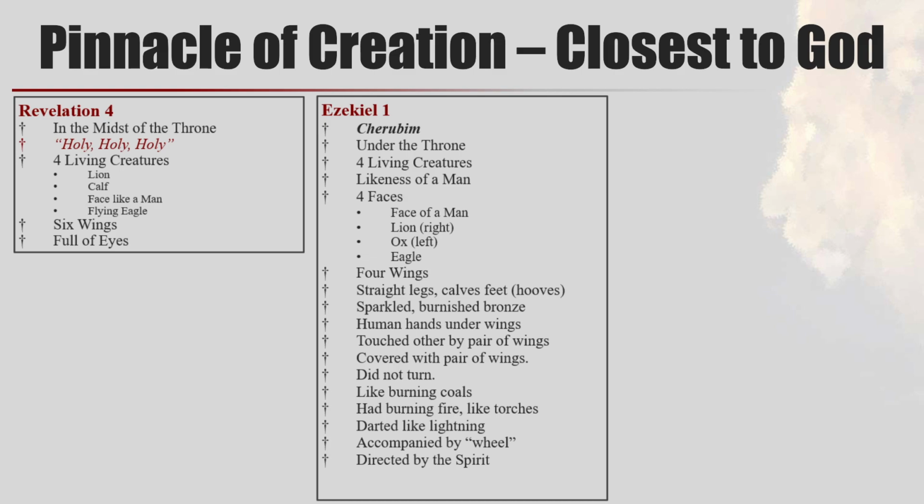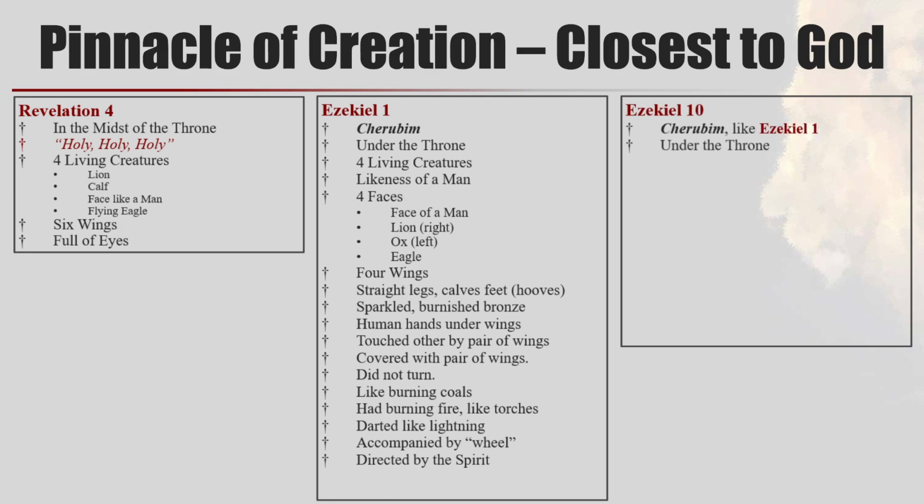So, more detail, Ezekiel 1. Here they're under the throne, four living creatures. They're kind of like a man, except they've got these different faces. They have four wings instead of six. They've got calves' feet, so straightened legs. We have lots of comparisons made to bronze and fire, and then them moving very rapidly and being like torches and like lightning. Again, this is kind of corollary to the idea of them being covered with eyes.